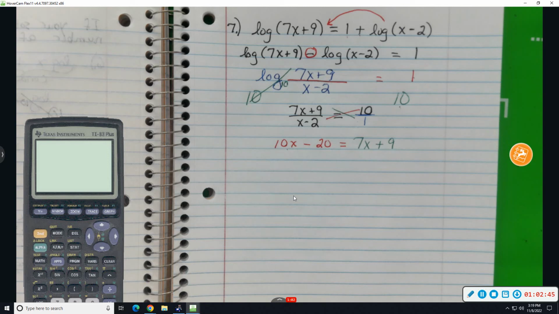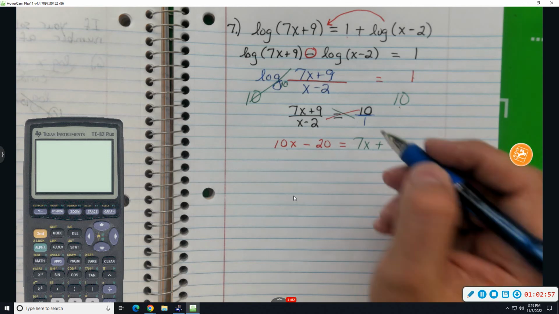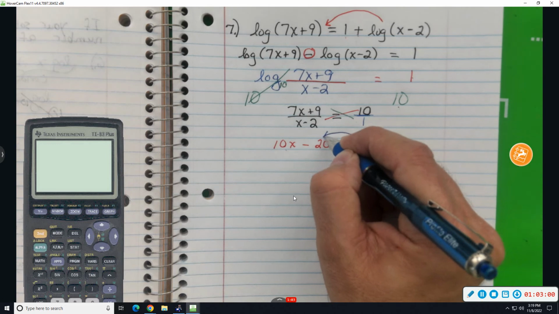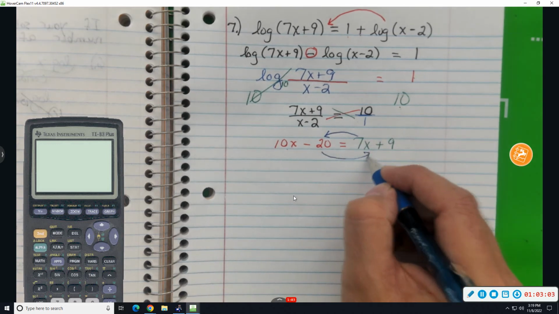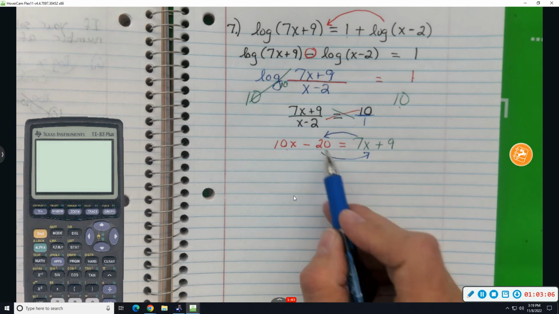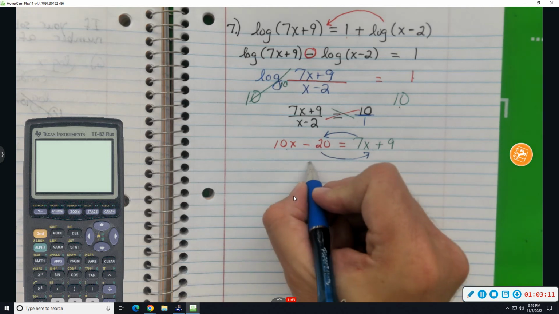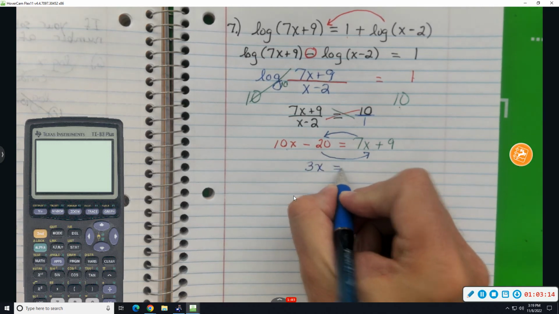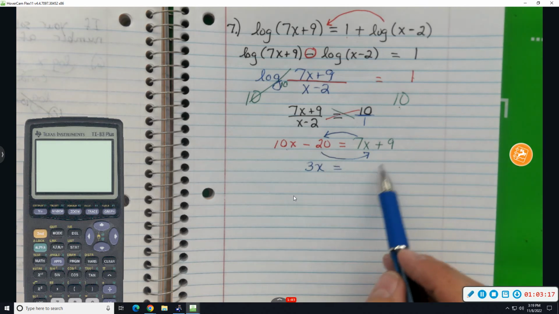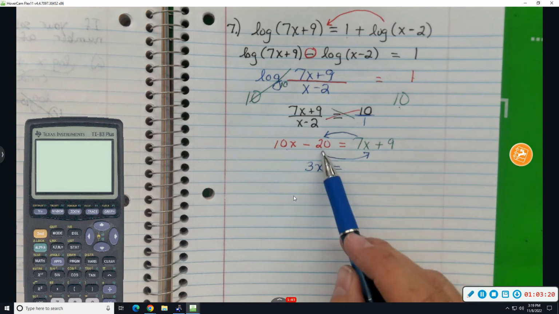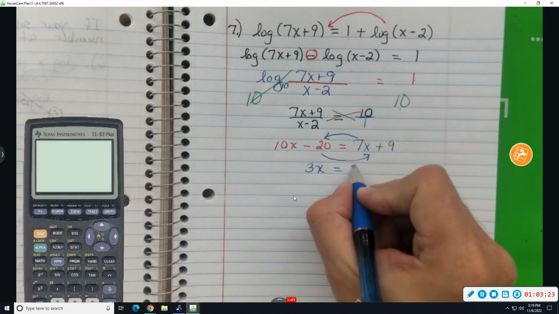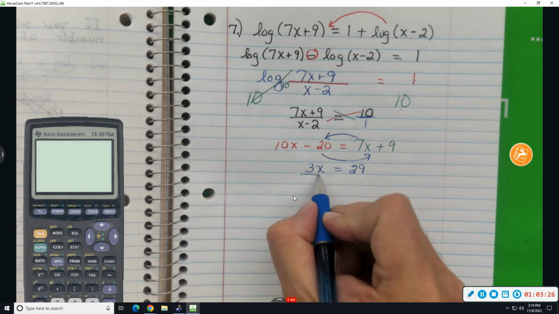Now, notice there's no x squares. It's just a linear equation. So just isolate the x. Move the stuff around like that. I'm subtracting the 7x and I'm adding the 20. 10x minus 7x, is that going to give me a 3x on the left? And what number on the right? 29. Then divide both sides by 3.